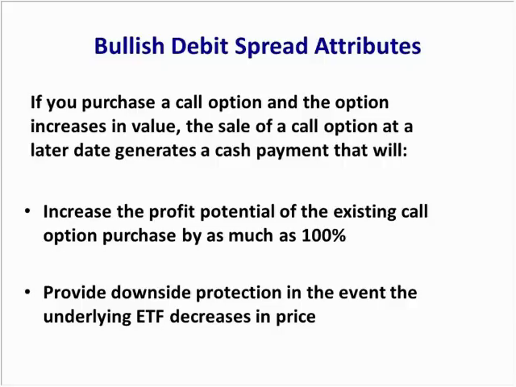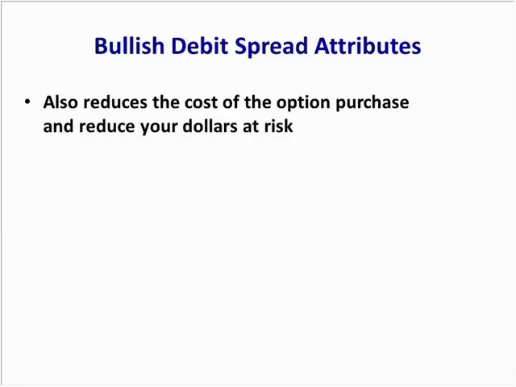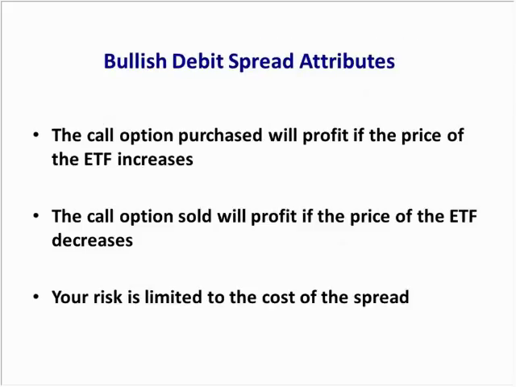And that cash you received into your account also provides downside protection in the event the underlying ETF decreases in price. And selling the call option also reduces the cost of the option purchase, so that reduces your dollars at risk. And when you have a bullish debit spread, of course, the call option that you purchased profits if the price of the ETF increases, and the call option sold will profit if the price of the ETF decreases. And your risk is limited to the cost of the spread.